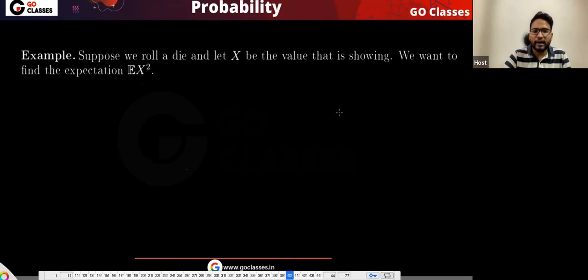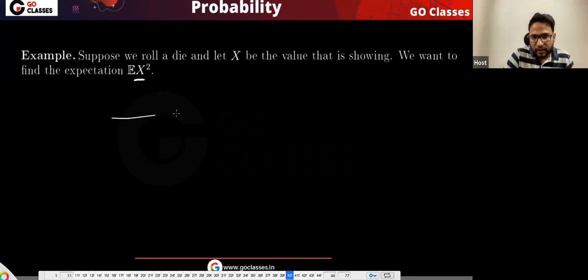Suppose we roll a die, and let x be the value that is showing. We want to find the expectation of x square. This is a very interesting question. Why is it interesting? Because earlier we used to find the expectation of x, but here we will be finding the expectation of some function of x. It is not x, it is a function of x. So let's understand this problem step by step.